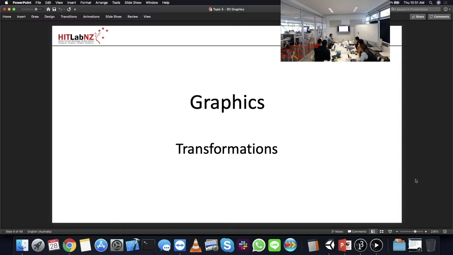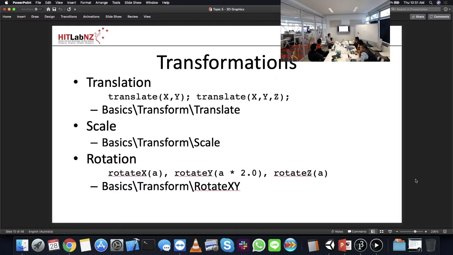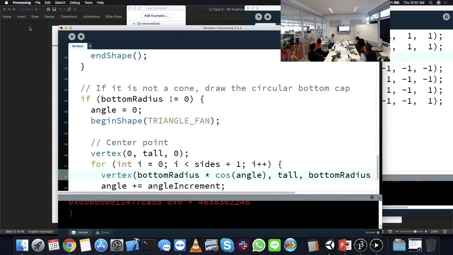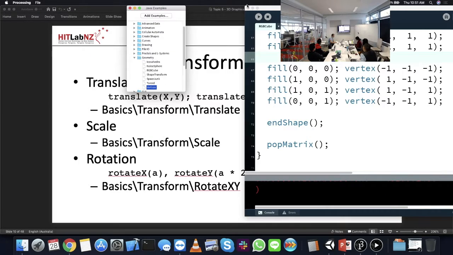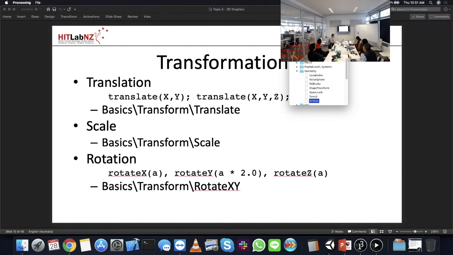Okay, so talking about polygons, we're going to leave that behind now, and we'll bring it back up a little bit later on, but if you didn't understand that, or it's incredibly boring to you, that's fine, because we're going to move on to transformations instead. Transformations are much more useful, and you'll probably find yourself working with these most of the time when we're talking about 3D graphics. Again, we have some examples in Processing: Basics, Transform, Translate.